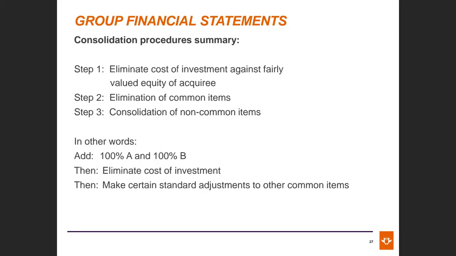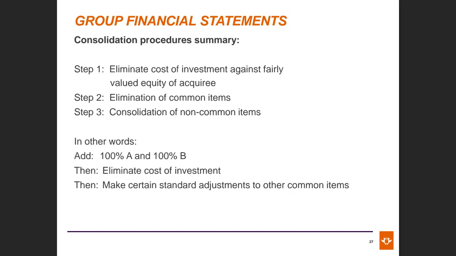Okay, so this is just to summarize what we've just done. Step one, we want to eliminate the cost of the investment against fairly valued equity of the acquiree. So here in the acquirer's books, you're going to have an investment and you're going to set it off against the fair value, share capital, and retained earnings of the acquiree.